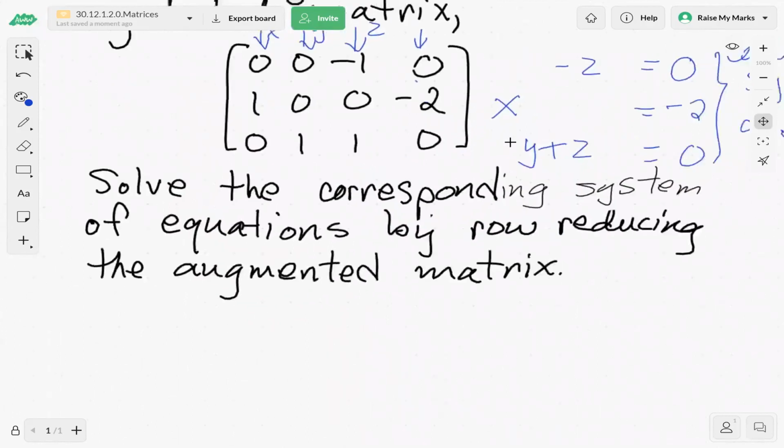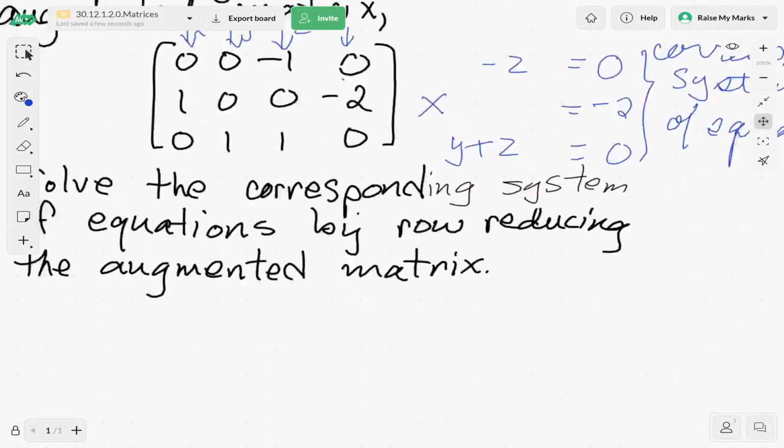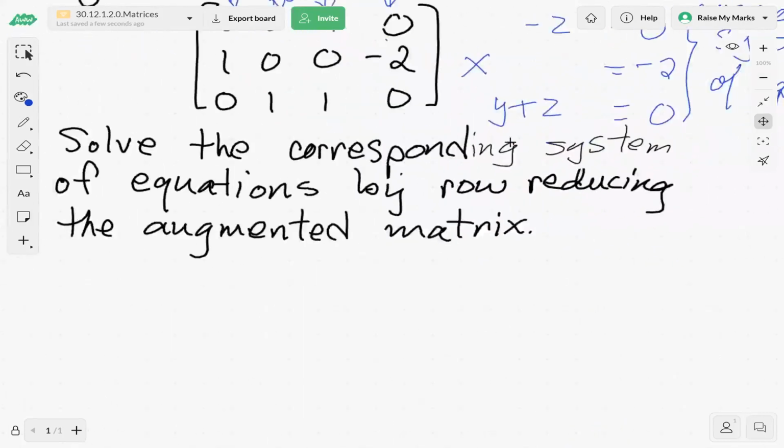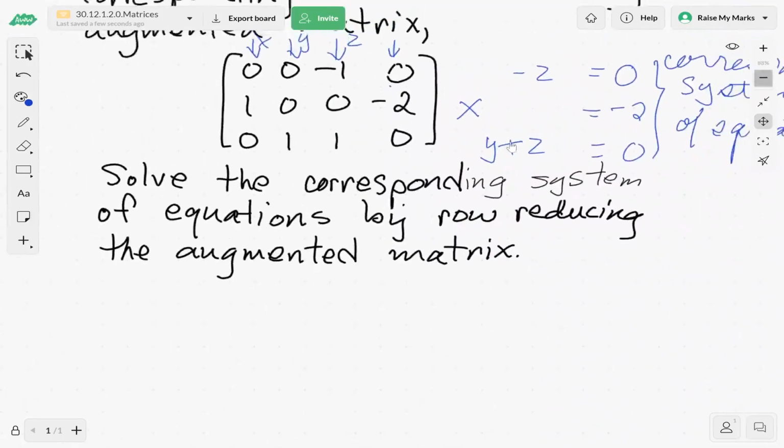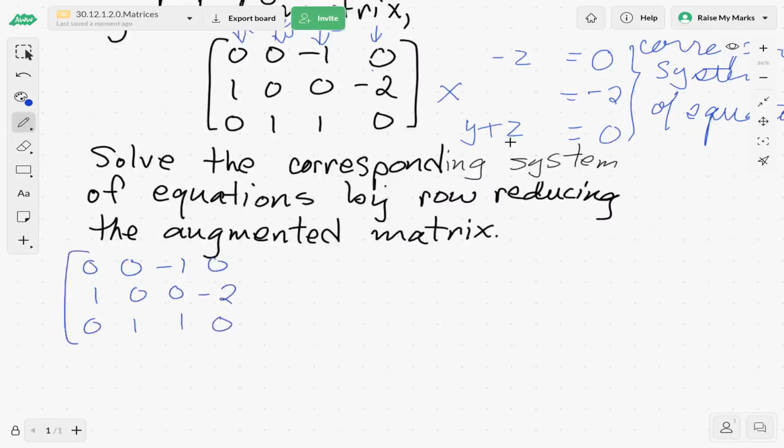Okay, excellent. So now we're asked to solve the corresponding system of equations by row reducing the augmented matrix. Okay, so now we're going to look at our augmented matrix. So we have our system of equations now. Let's write out our matrix. Again, 0, 0, -1, 0, 1, 0, 0, -2, 0, 1, 1, 0, and let's row reduce.